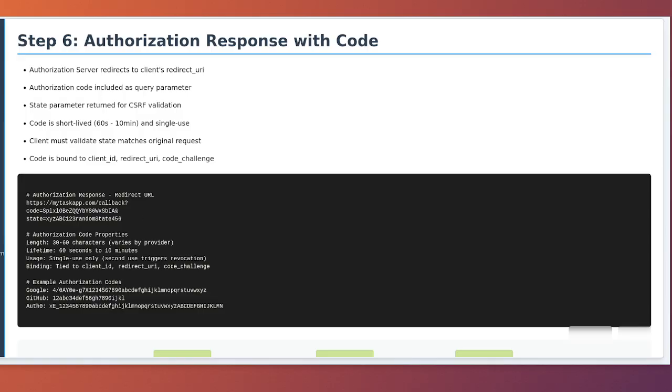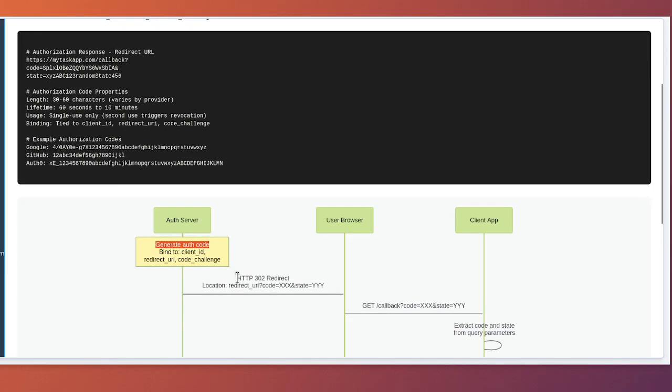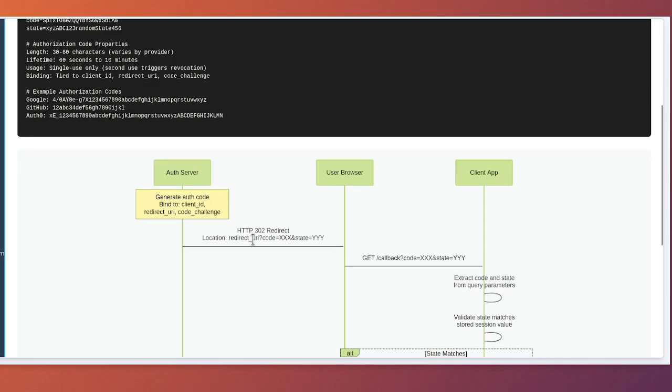The authorization server constructs the redirect response by taking your redirect URI and appending query parameters. The code parameter contains the authorization code. The state parameter contains the same state value you sent in the authorization request. This allows you to verify the response corresponds to the request you initiated and prevent CSRF attacks. If you requested OpenID Connect scopes, some authorization servers might also include an ID token as a fragment parameter, though this is less common in the authorization code flow.